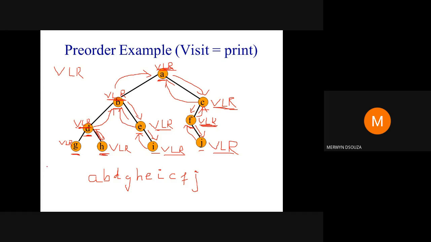You need to write it down. Okay. So pre-order traversal, you need to write it down. Pre-order traversal is A, B, D, G, H, E, I, C, F, J. So this is the pre-order traversal for this tree.